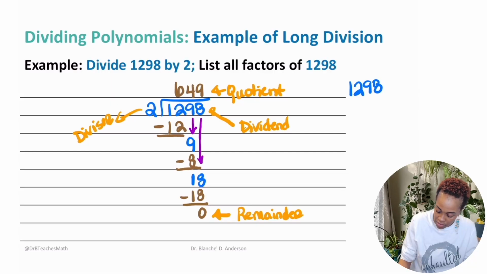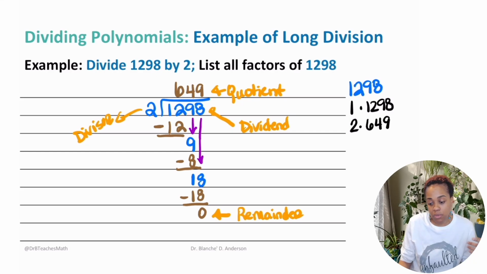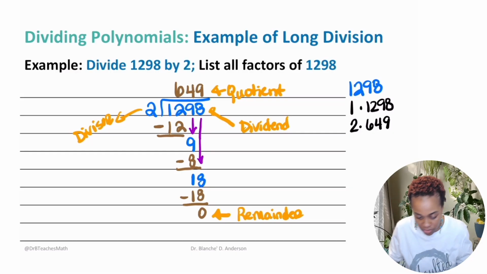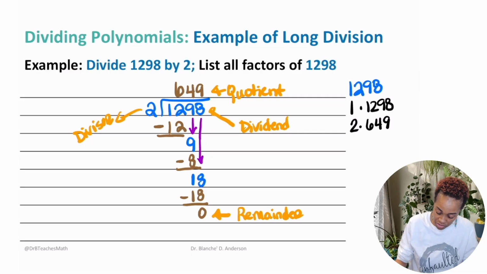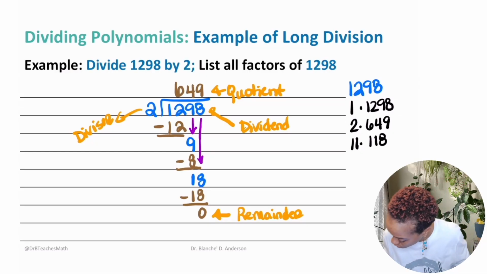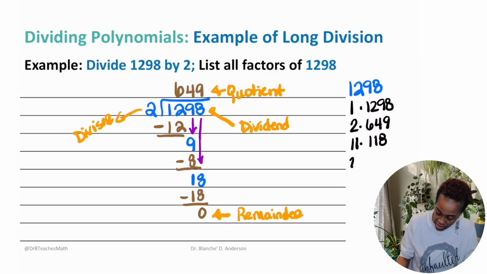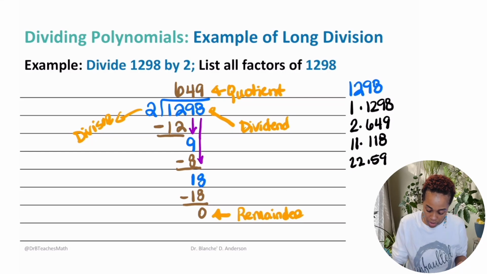And I'll write them going down. Well, we know it's 1 times 1298, right? And now we know it's 2 times 649. And then you'd say, okay, well, what about 3? So do 1298 divided by 3. And it's like, nope, doesn't work. 1298 divided by 4. Nope, you're going to keep going. And then it looks like the next factor, I'm looking at my notes, is 11 times 118. 1298 divided by 18. Yep, okay. 1298 divided by 9. Yeah, you'd have to keep going. And then the last one looks like is 22 and 59. Those are all the factors of 1298.